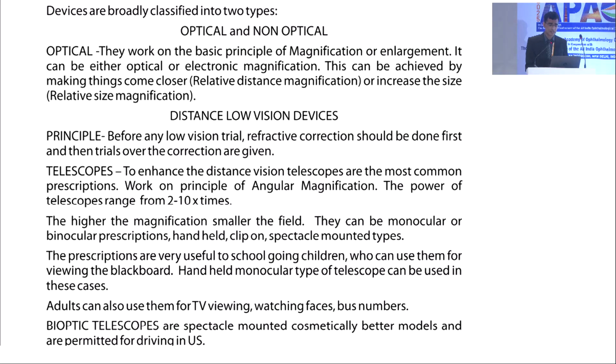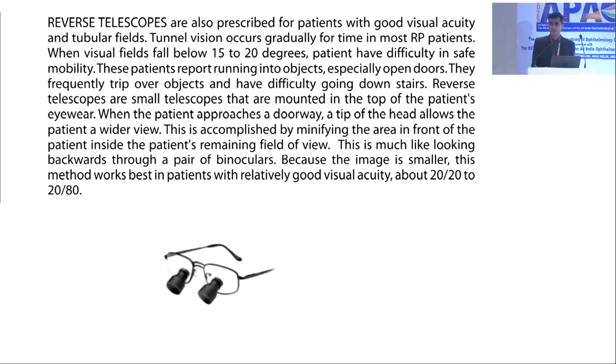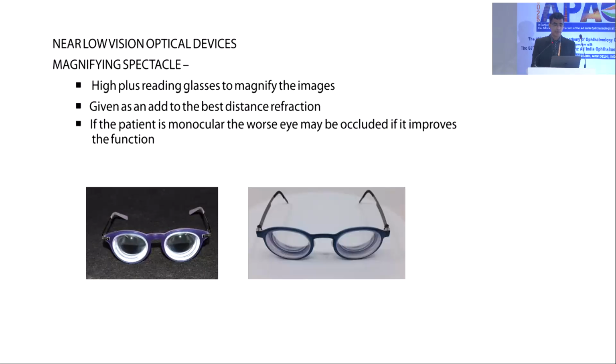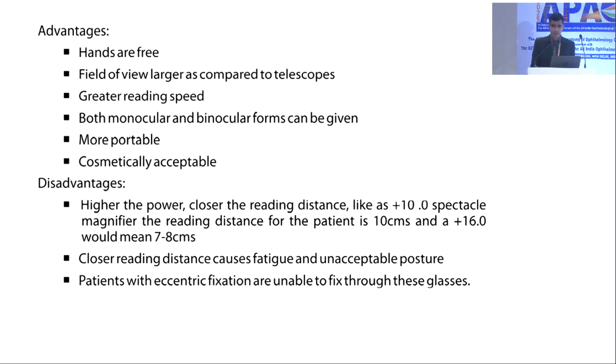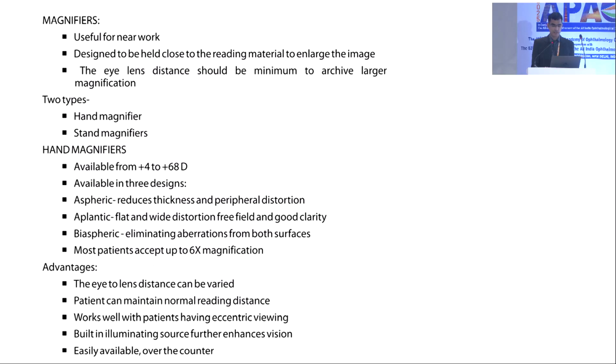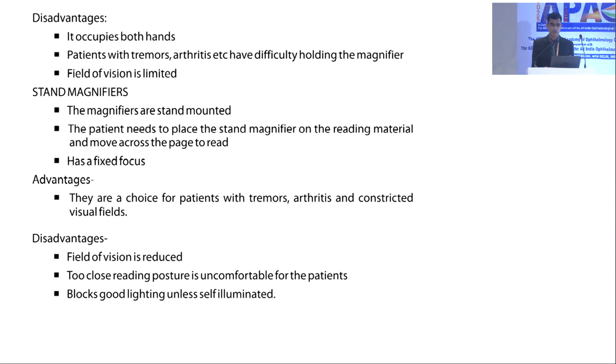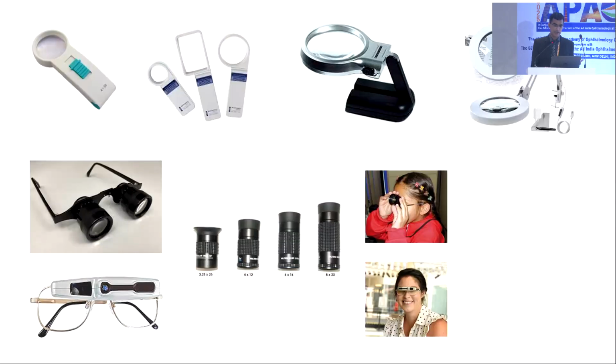This is an overview of some basic optical and non-optical low vision devices, like telescope, reverse telescope as a field expander, then magnifying spectacles, and there are some advantages and disadvantages of these magnifiers. And there are hand magnifiers, stand magnifiers, illuminated, self-illuminated, etc.